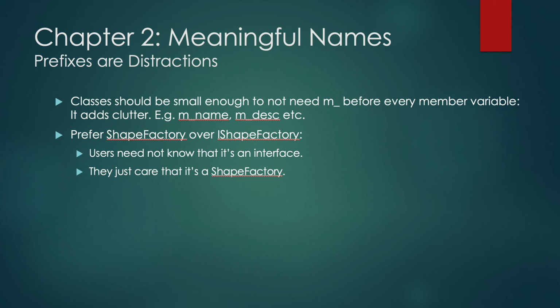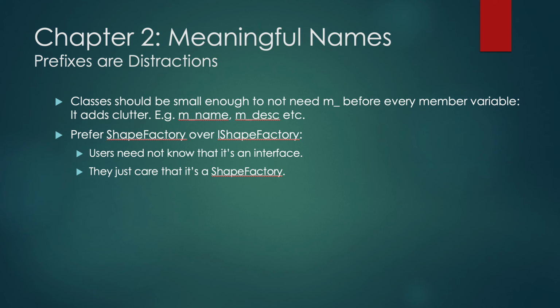Like in C++, if your classes are small enough and do one thing, then you wouldn't need to use these prefixes, right? You can just keep it name, description, and if your code is small with a single responsibility, it'll be obvious that these are member variables. That doesn't need to be made apparent in the code, because it just invites you to create bloat in the class.